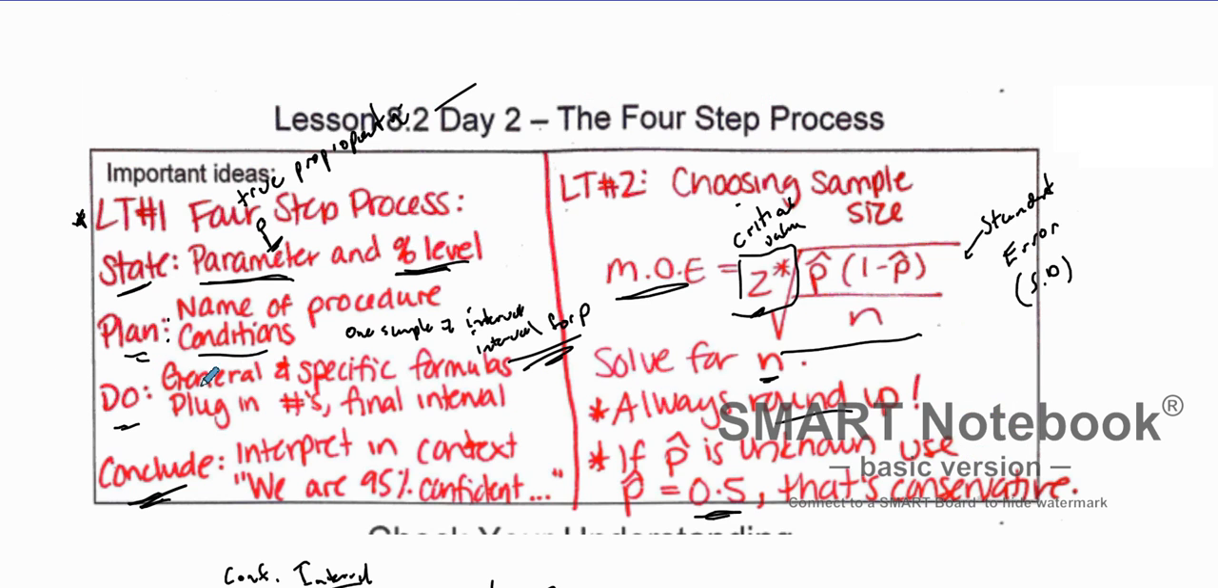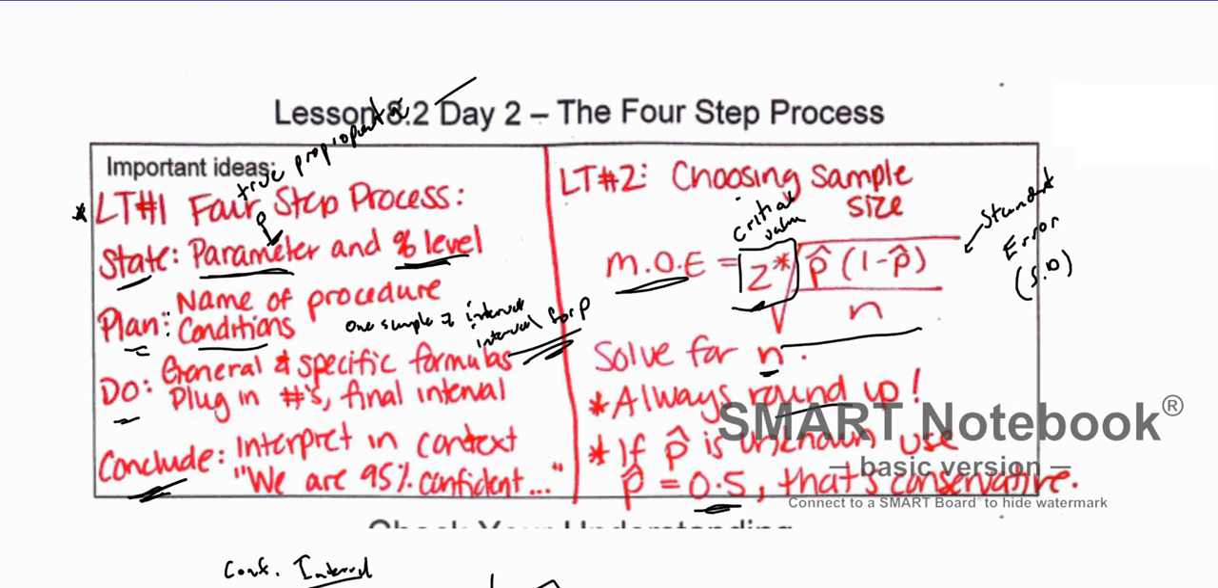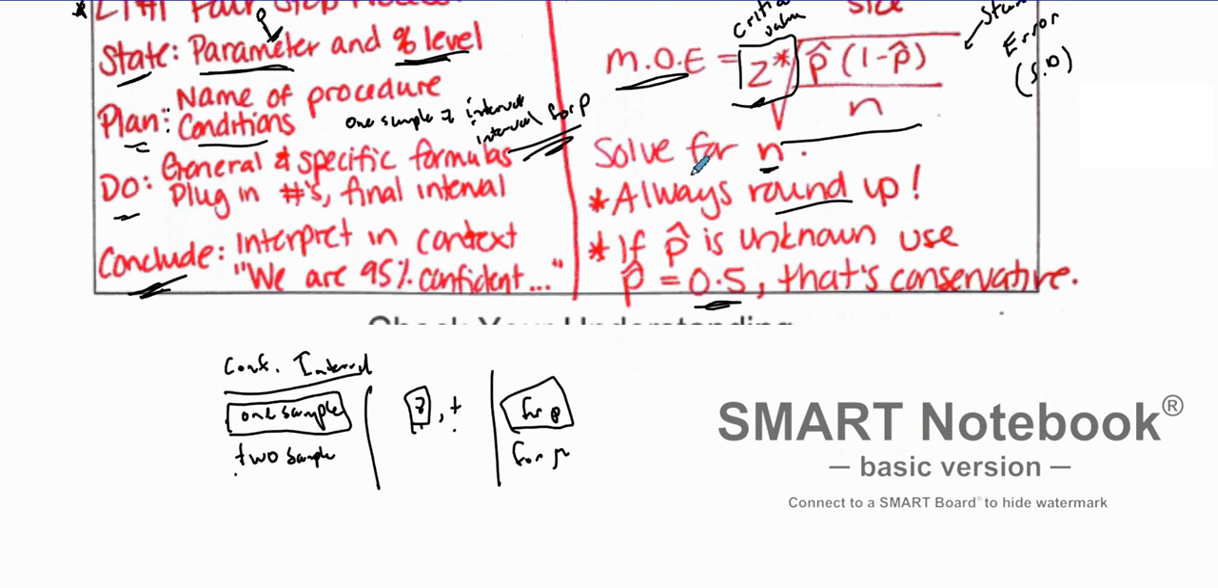The final thing is that sometimes you need to solve for p or solve for n. Always round up, as I said before. And if you don't know what this p hat is, if it's unknown and you need to solve for n, just assume that it's 0.5. That's a conservative estimate of what p would be. So p would be about 50%.